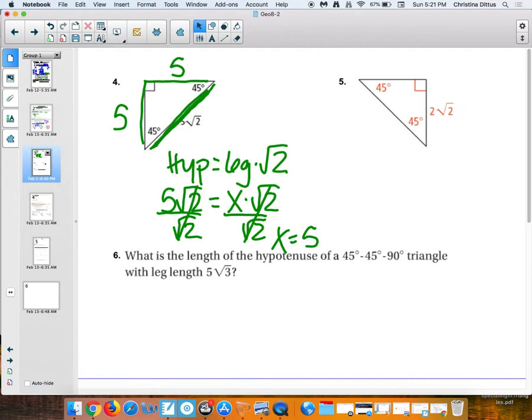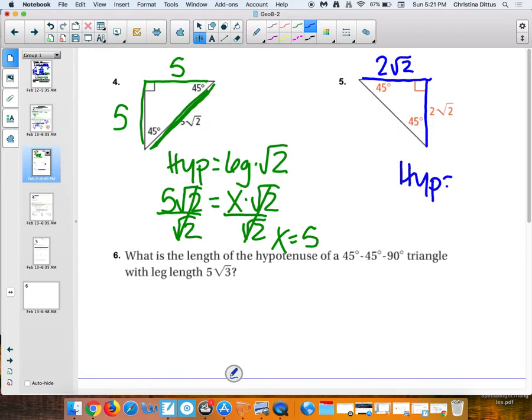Okay, if I look at it backwards, like double check my answer, side leg 5, hypotenuse has to be 5 square root of 2. Here, my leg is 2 square root of 2, so I know for sure this has to be 2 square root of 2. Using my formula, leg times the square root of 2, I'm going to get myself one wrong. My leg is 2 square root of 2.